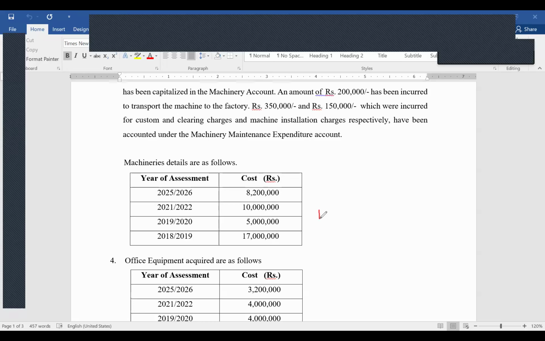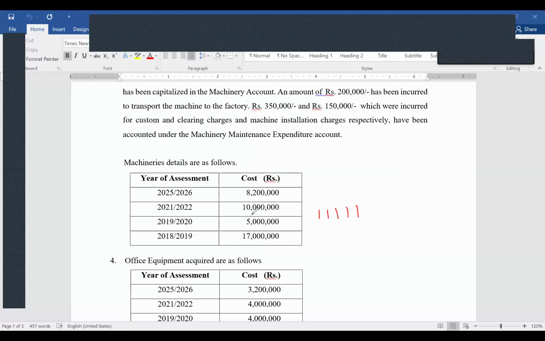1819 first year, 1920 second year, 2021, 21-22, 22-23. How many years of assessments? Purchased year is 1819, 1920, 2021, 21-22, 22-23. We can grant capital allowances only for 5 years. Now we are in the 25-26 year of assessment. Therefore, we can consider the total capital allowances as already granted.